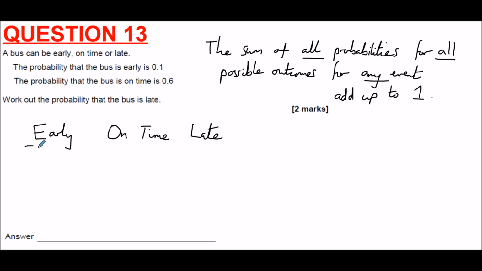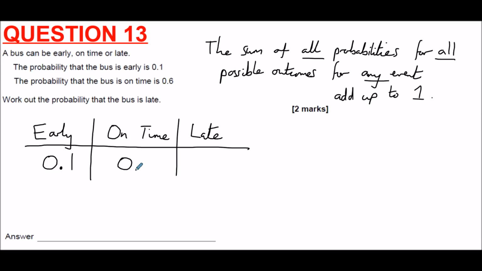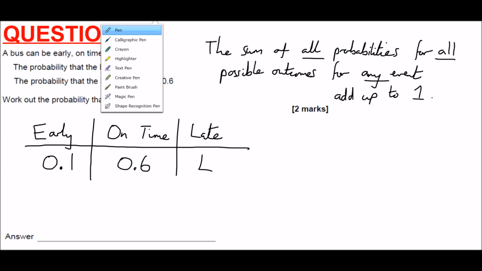And so early, on time, late, these are the 3 different options. A bus is either early, on time or late, so that covers all possible options. And so early is 0.1, on time we've got 0.6, late, that's what we need to be working out.